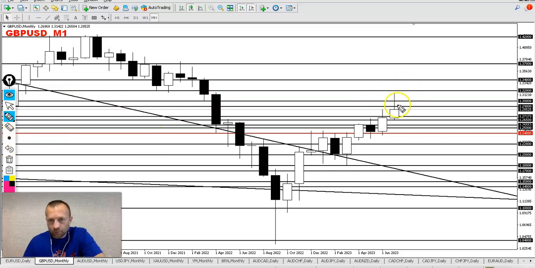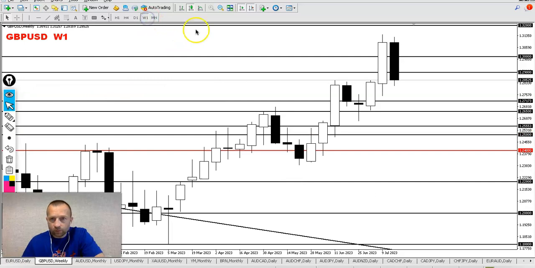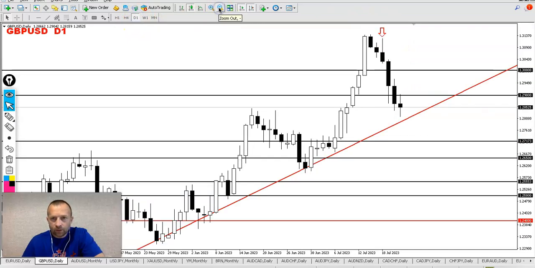GBPUSD, almost the same picture. You can see on the monthly, last month was bullish, of course, and now we see some weakness already on the monthly time frame from the 1.30 level, and on the weekly as well. On weekly it's almost an engulfing candle, and on the daily it's even worse.